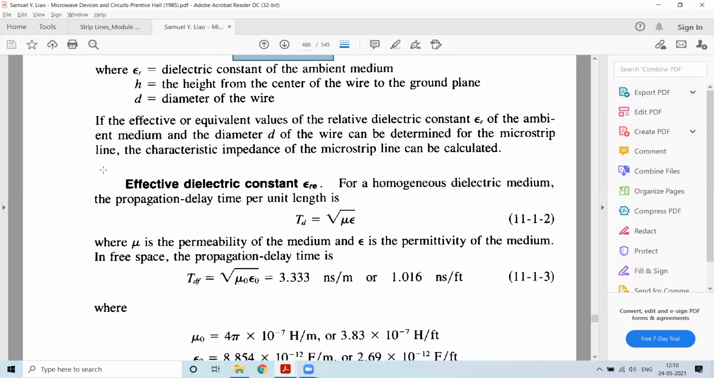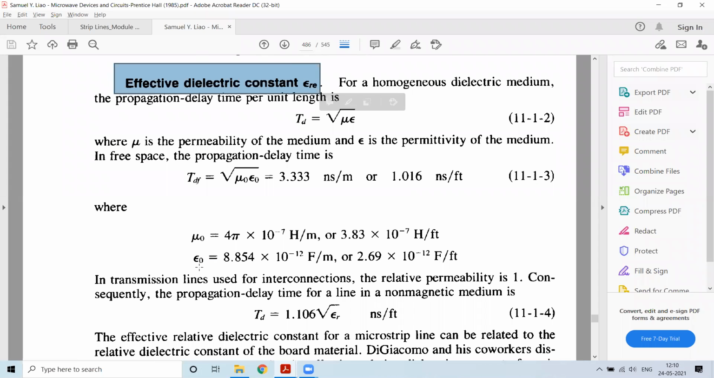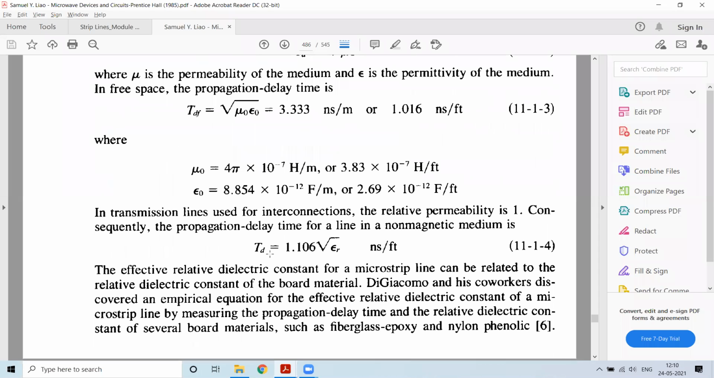So here, what is the effective dielectric constant? We have the effective dielectric constant given as 0.475 times epsilon r plus 0.67. This equation is obtained from empirical equations. From the empirical equation, we obtain this as the effective dielectric constant. So now what we do is use this equation.